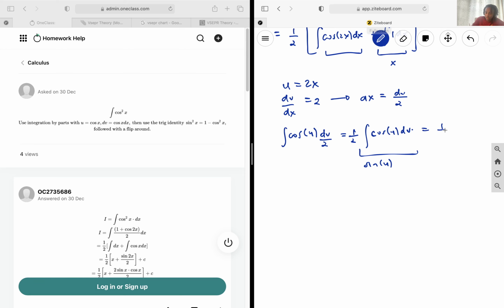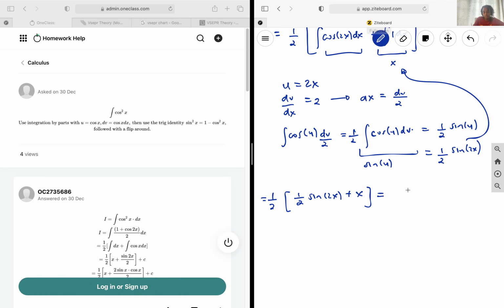And so this means that this is equal to 1 over 2 multiplied by sine u, and then just put back in the 2x that we know u is equal to, and we get 1 over 2 sine 2x. And so now we put this all back into here, and we will get 1 over 2 multiplied by 1 over 2 sine 2x plus x. And this will give us a final answer of x over 2 plus sine 2x over 4.